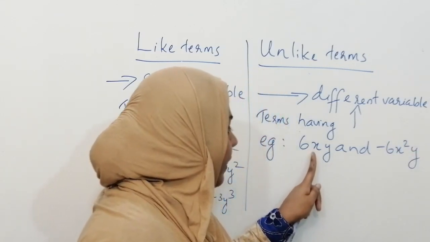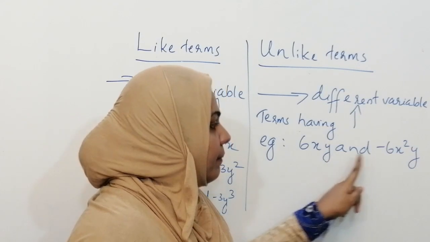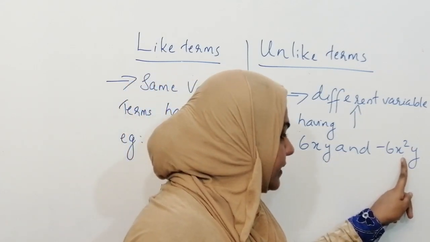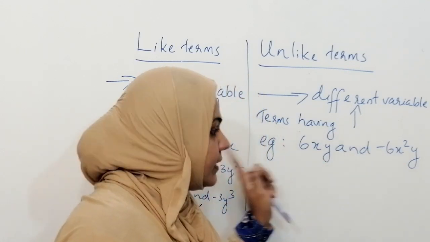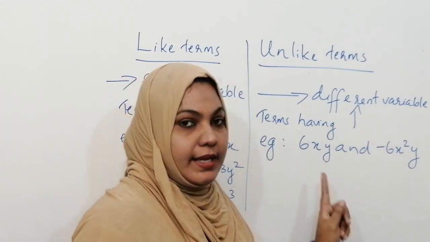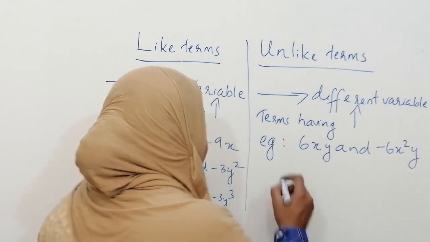In this expression the power of x and y is 1, but in this expression the power of x is 2 but y is same. But we can't take this as a like term because the power is different for both the cases. So it is an unlike term.